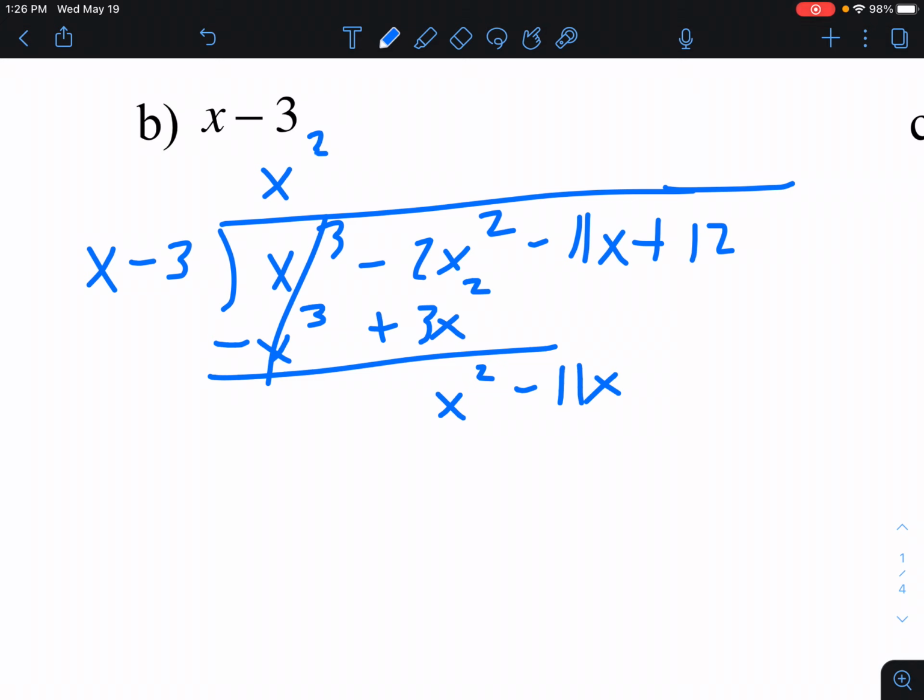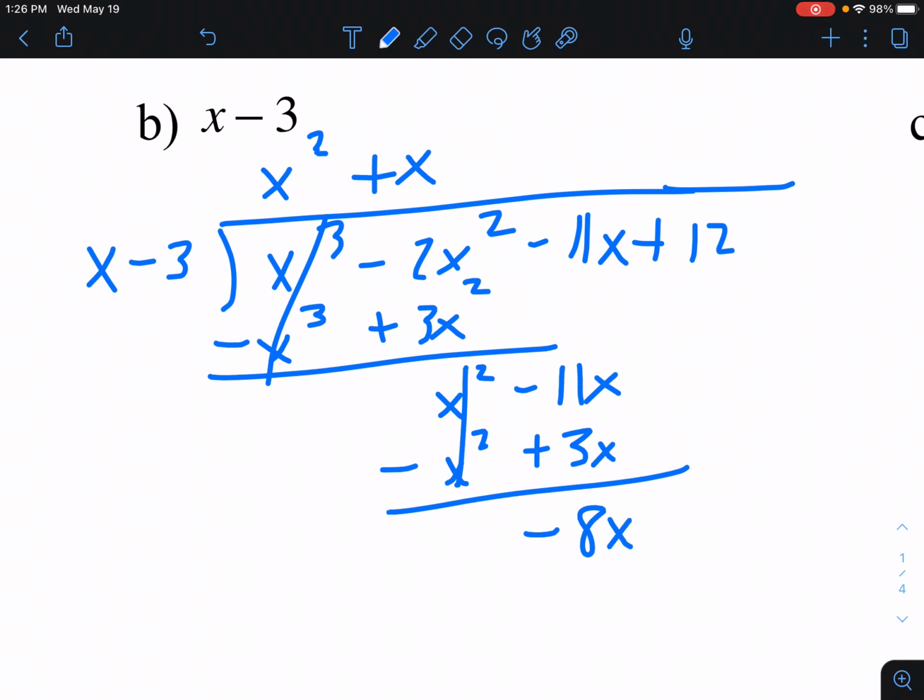Now divide again. First terms, x squared divided by x is x. So put a plus x. Then distribute with the x. X times x is x squared. X times negative 3 is negative 3x. Subtract to change the signs. Cancel. Add. And then bring down the next term, the last term.